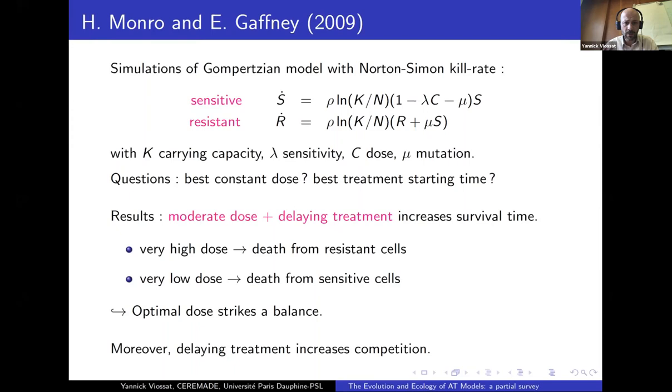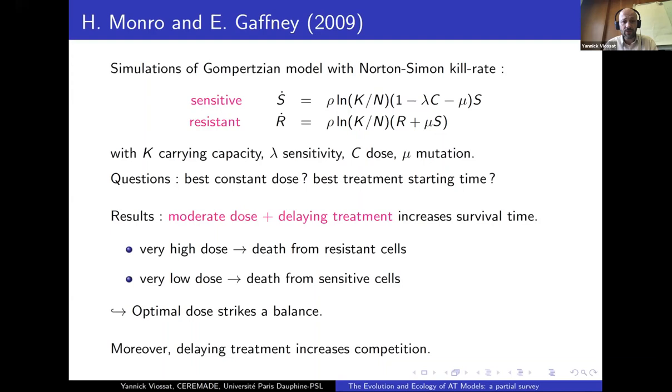And the question they ask is, first, what is the best constant dose? So they focus on constant dose. And second, what is the best treatment starting time? What they find in the simulation is that what's best is to have a moderate dose and to delay the treatment somewhat. This is what is going to increase survival time.